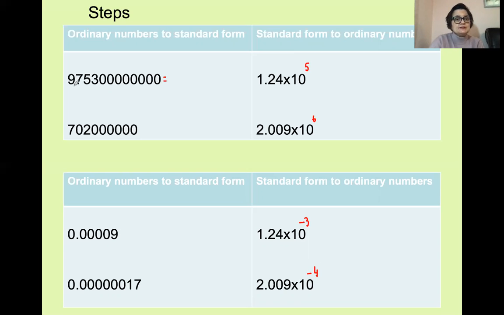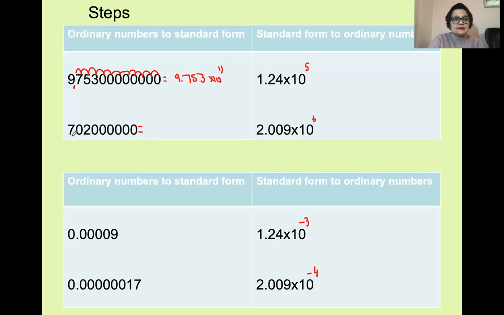So this is where we place the new decimal point, okay, because the number should be smaller than 10. And then let's count. 1, 2, 3, 4, 5, 6, 7, 8, 9, 10, 11. So our number is going to be 9.753. So never leave the other digits behind. 9.753 times 10 to the power of 11.